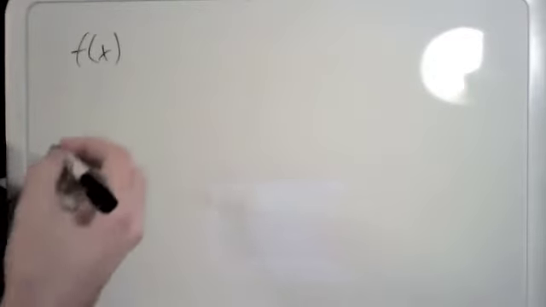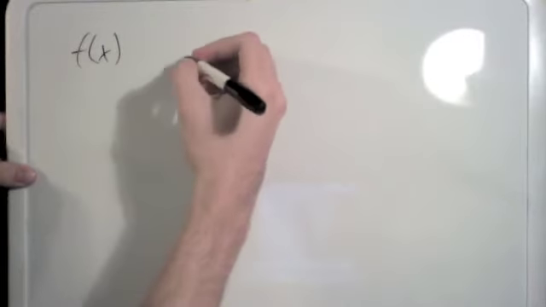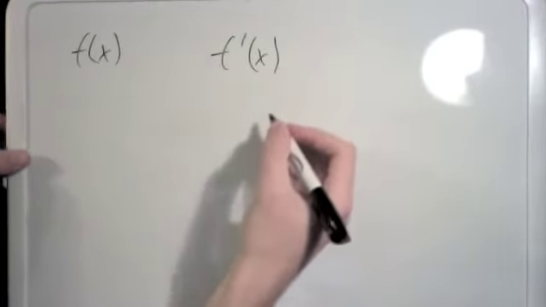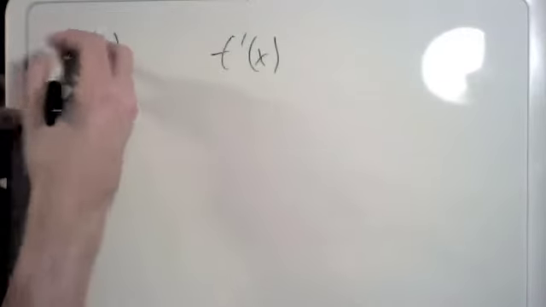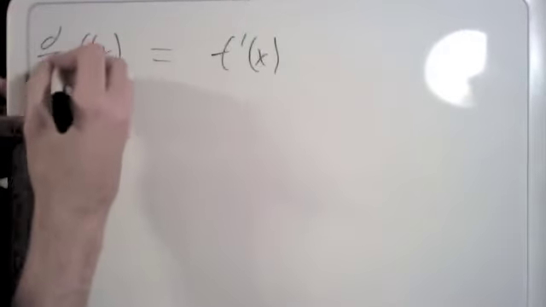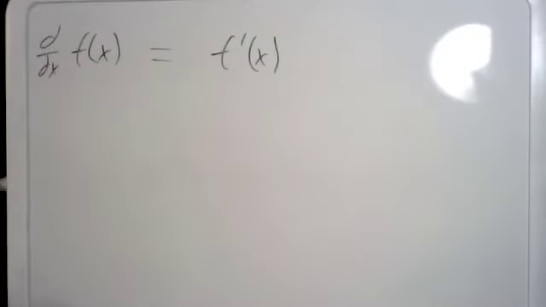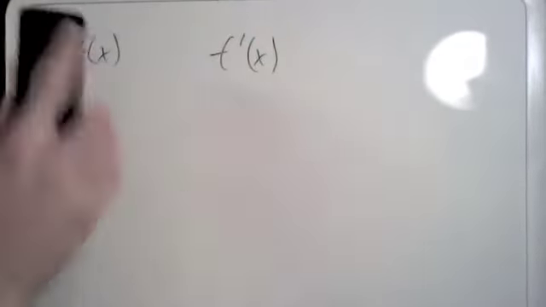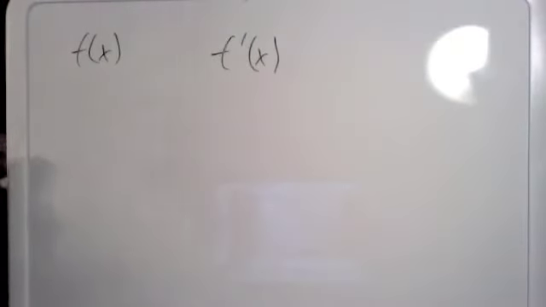Now let's say this function has a derivative. The derivative is going to be shown as f prime of x. That's just how we show the derivative. It's the same thing as saying d dx. The derivative of f of x is f prime of x. So that's just our normal first derivative that hopefully we already know how to find.